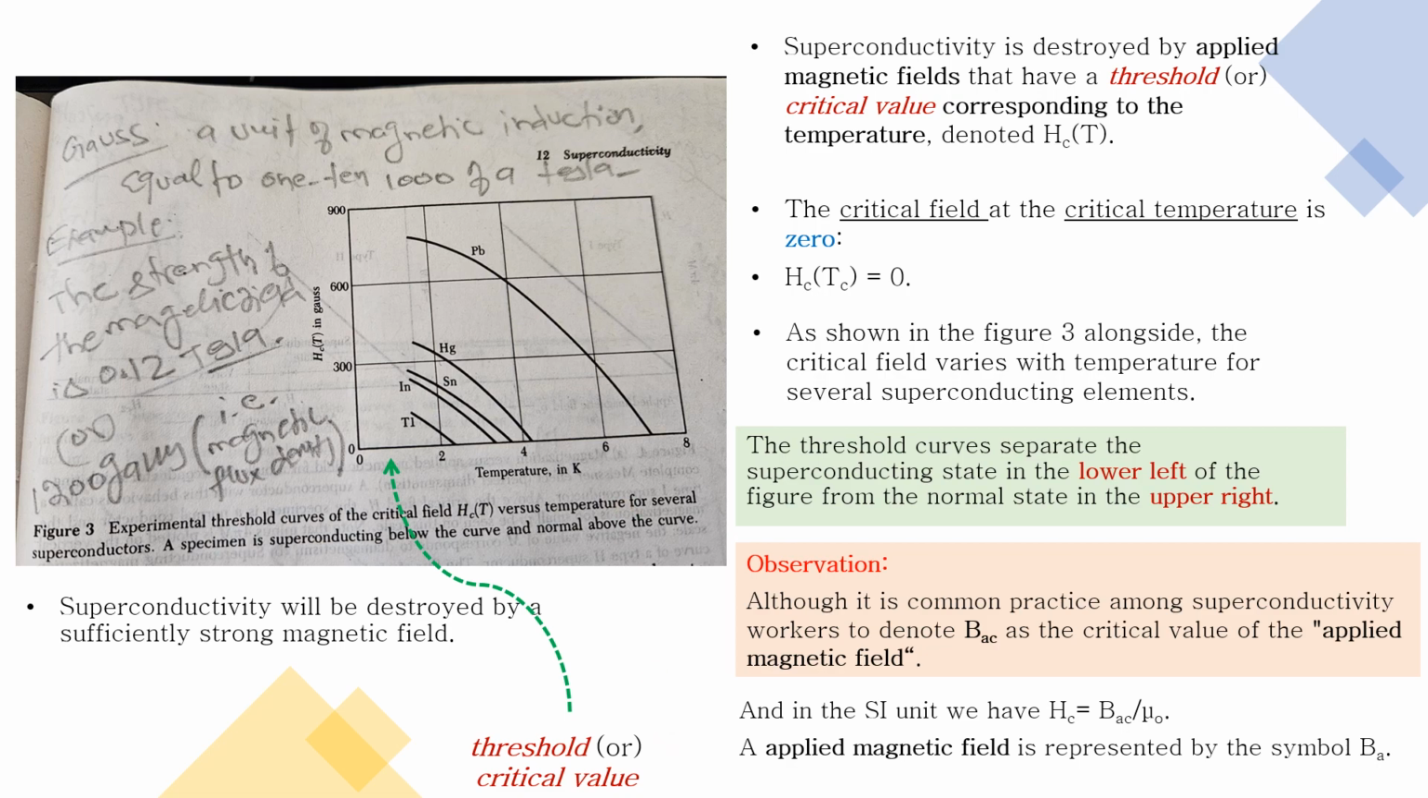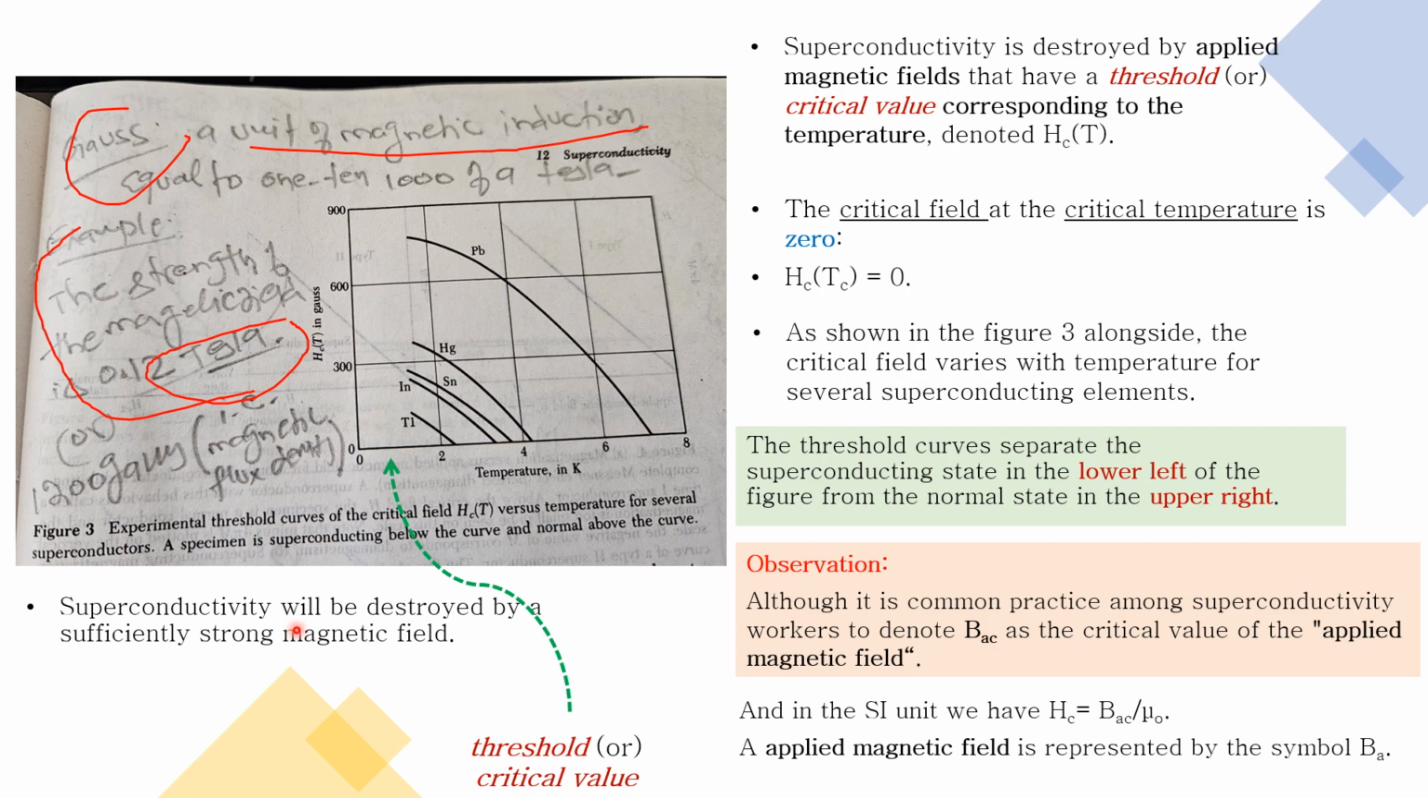So simply, how to understand? Gauss means a unit of magnetic induction. And what does it mean, Tesla? Tesla means the strength of the magnetic field. So simply from the graph you can see the y-axis scale is calculated in Gauss. So Gauss means the unit of magnetic induction, which means magnetic flux density.